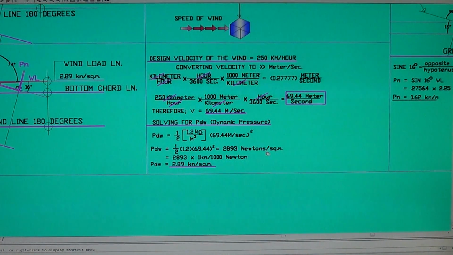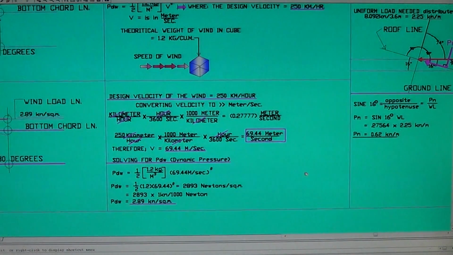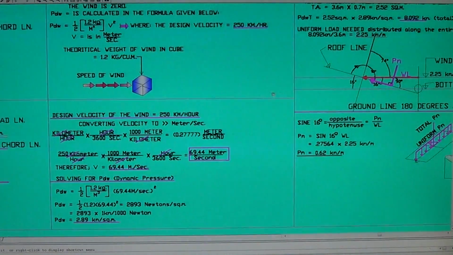We still need kilonewtons, so we still have to change it. All we have to do is divide by 1000. You get 2.89 kilonewtons per square meter. That's the dynamic pressure, and it is per square meter. If you multiply this by the total tributary area, you get the total load, the magnitude of the load due to the wind pressure.